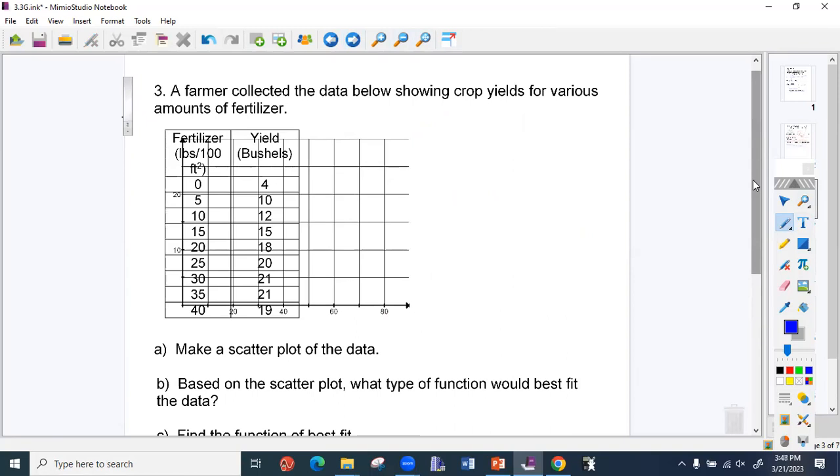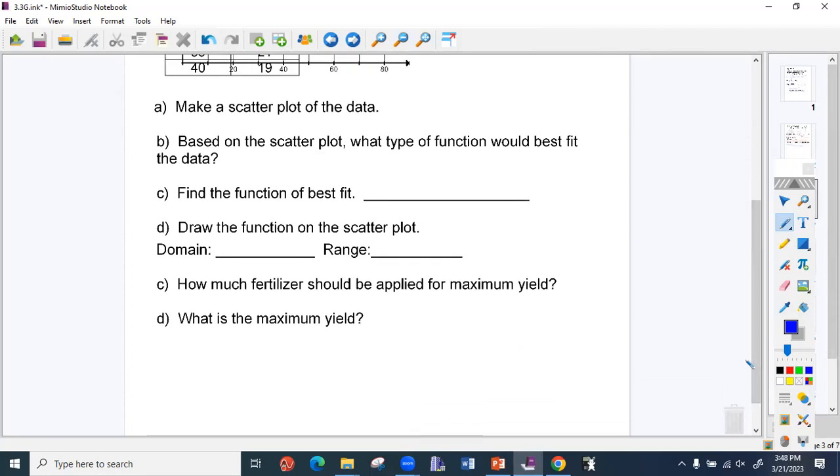So what the farmer recognized is that, okay, I'm adding fertilizer, and when I add fertilizer, I get more bushels. But hold on, I added this fertilizer and then my bushel count started to go down, right? So he's analyzing what's happening to his crops. And so what we're going to do is make our scatter plot. So how do we make our scatter plot in Desmos?